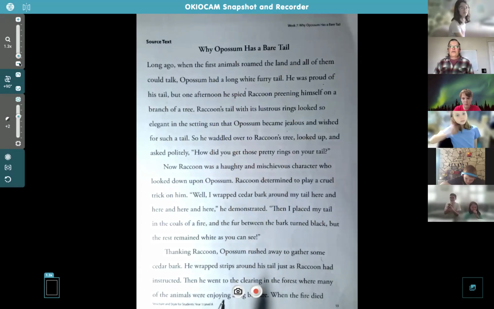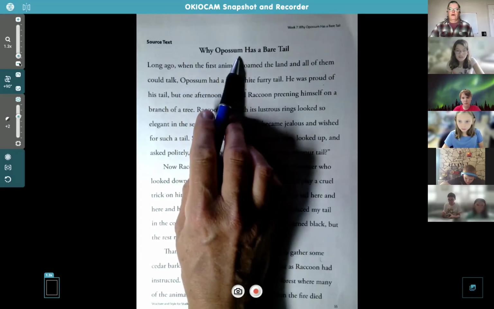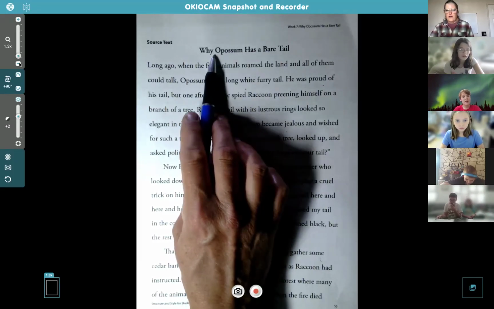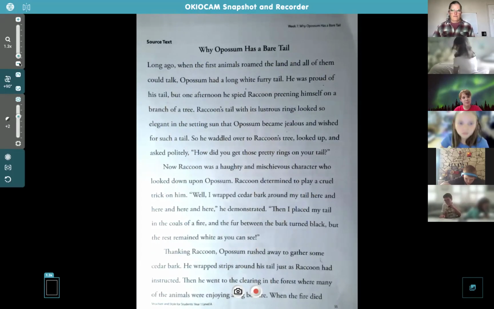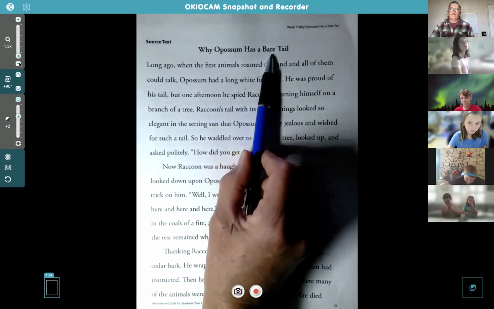So some people say possum. Some people say opossum. Both are correct. It's like tomato, tomato. So opossum is how I'm going to pronounce it in this story. Awesome. But same thing as a possum. Okay. And yes, they are in Bakersfield. Why opossum has a bare tail.